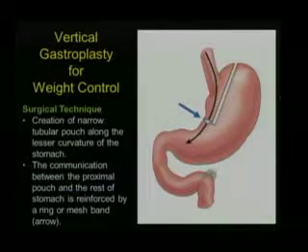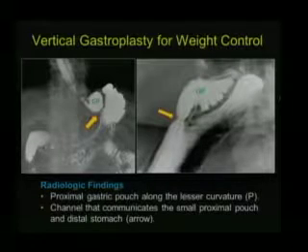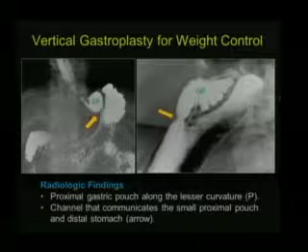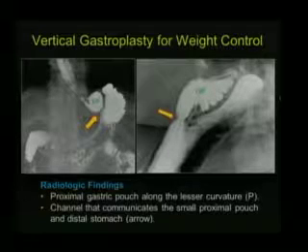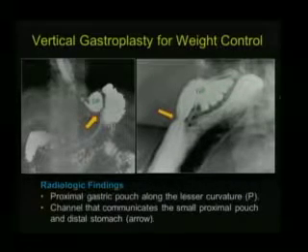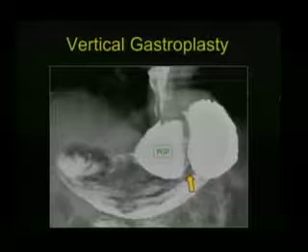Let's see some images and some complications. This is the typical image when we perform the upper GI. This is the gastric pouch, the proximal pouch. This is the rest of the stomach. This is the area of communication. This is the same, the proximal gastric pouch, the area of the communication and the rest of the stomach. So this is the normal finding, okay?